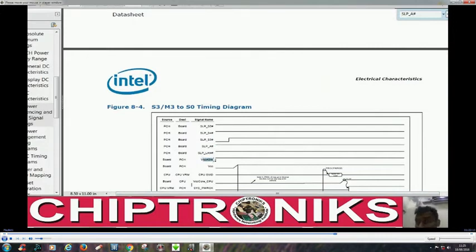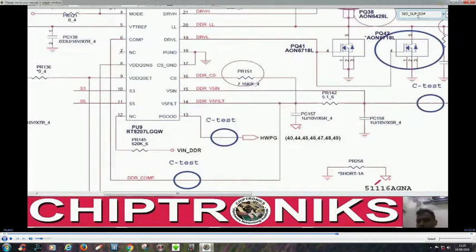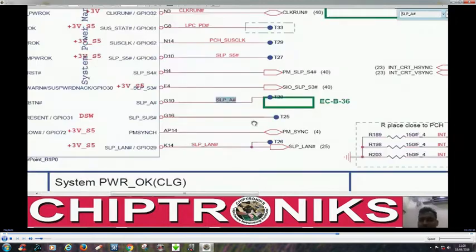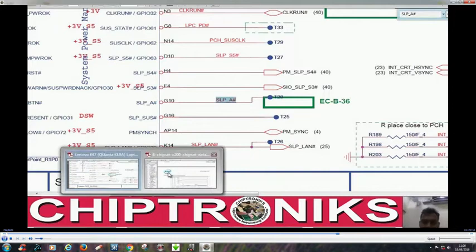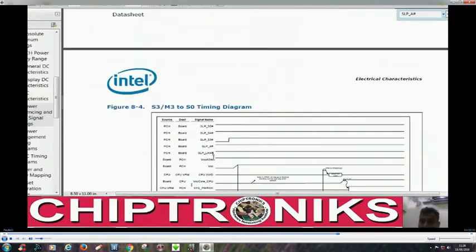And what is this VCC-ASW? This is the voltage for the active sleep well, and in the Intel Series 5 chipset, this VCC-ASW was basically the AMI power, the voltage for the AMI region of the PCH. Let's check this SLP underscore A in our schematic diagram. And this SLP underscore A is not connected. Why is it not connected? We need to ask this question.